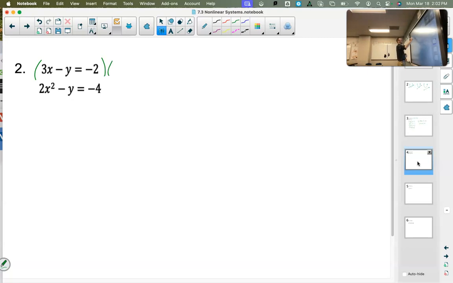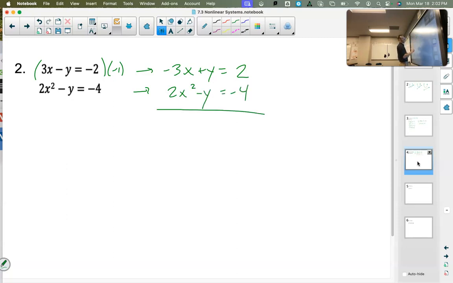Let's multiply the top one by -1, to eliminate the y's. Slide that one over. 2x squared minus y is -4. Add them together, I see 2x squared minus 3x, the y's are gone, equals -2. That's 2x squared minus 3x plus 2 equal to 0.